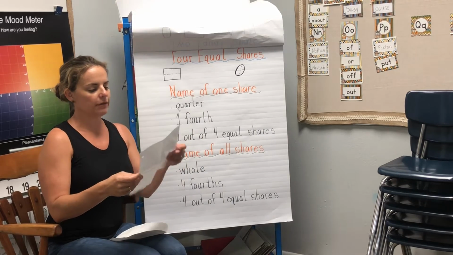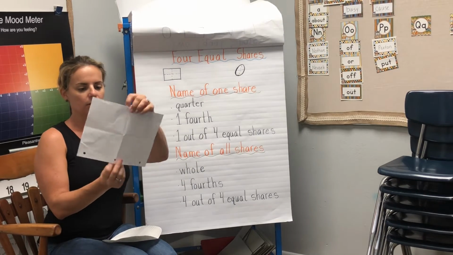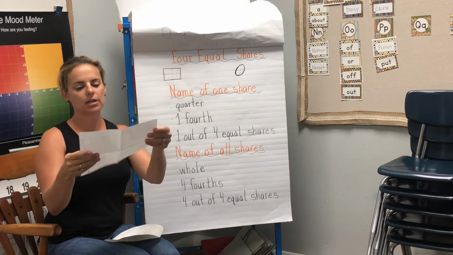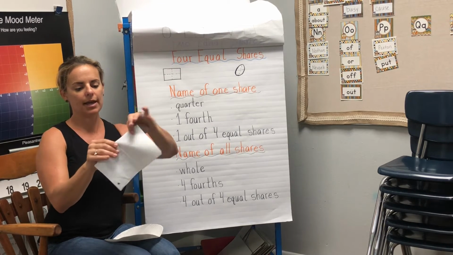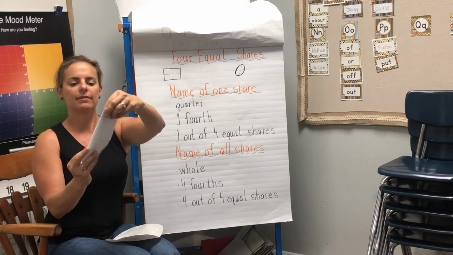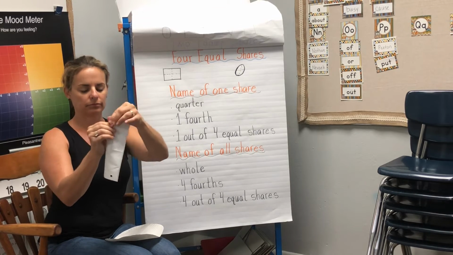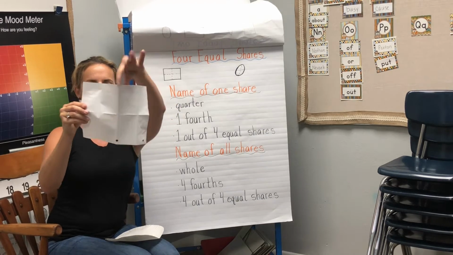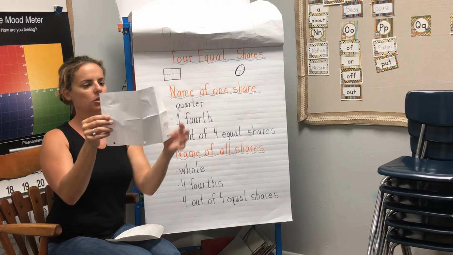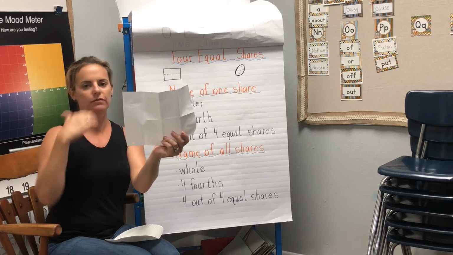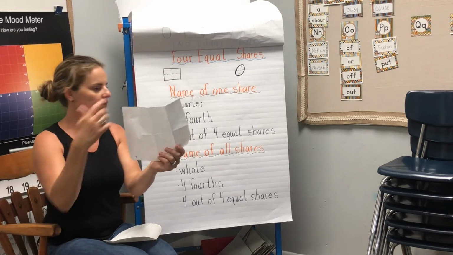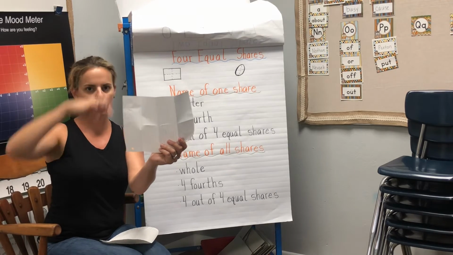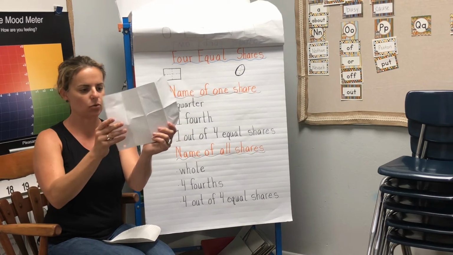Also, if you're splitting up your rectangle, we talked about how you can do it like this, and it makes 4 equal parts. You could also do it like in half, and then do it in half again. Open it up, and you've got 1, 2, 3, 4. You have 1 of the 4, or you have 1/4, or you have a quarter of the whole, just like a quarter as a coin.